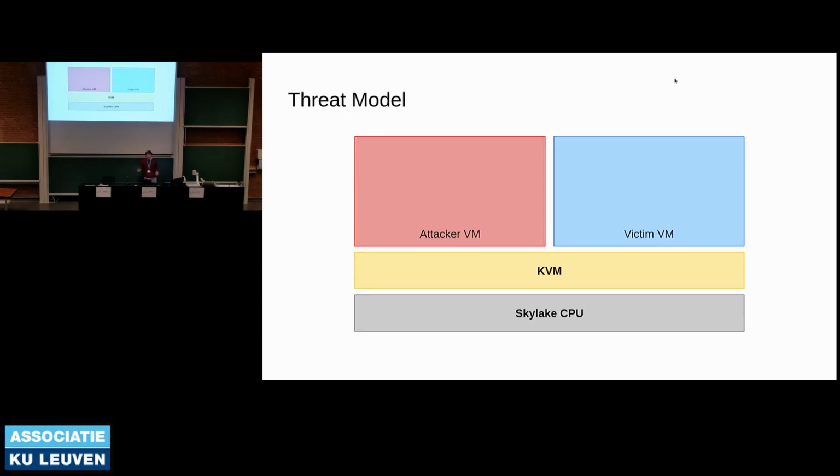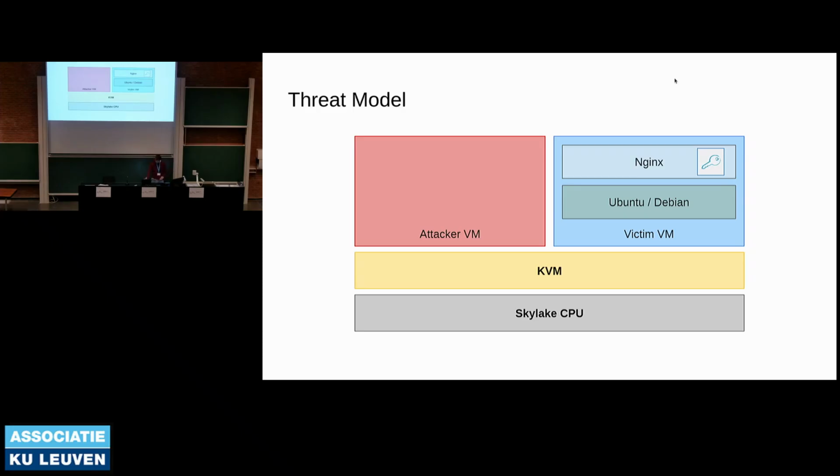The threat model we're going to look at is a cloud. We're going to assume we're running on a Skylake CPU with a hypervisor, in our case KVM, on top. And then there'll be two VMs, a victim VM and an attacker VM. The victim VM will be running Nginx web server, and it will have its corresponding private TLS key. And that will be the target that we're going to try to leak.